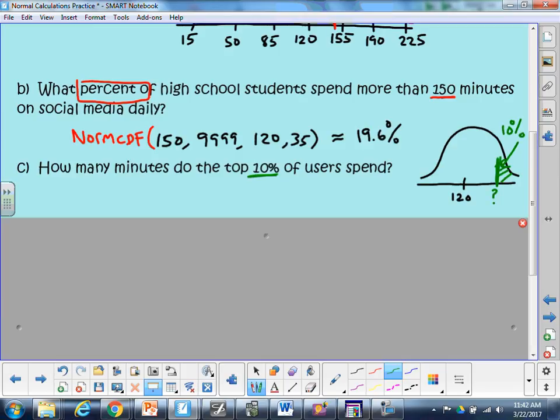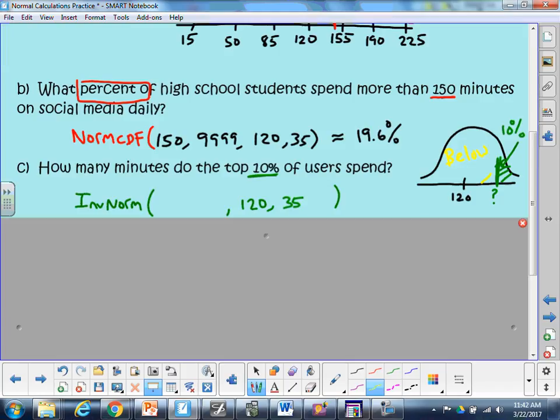So since we're not finding a percentage, we were given a percentage, we're finding a raw score. We're going to use the inverse normal. It's the other command on the calculator. And the way that it's set up is you're going to input 3 values. The second and third value are, again, the mean and the standard deviation. So same as before.